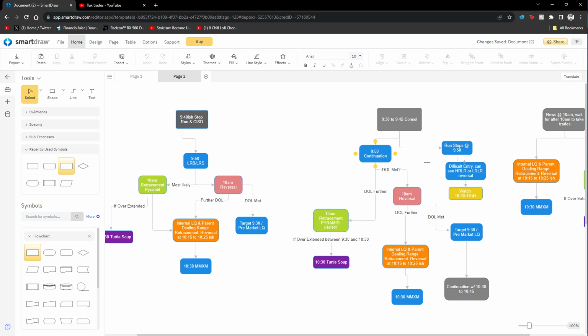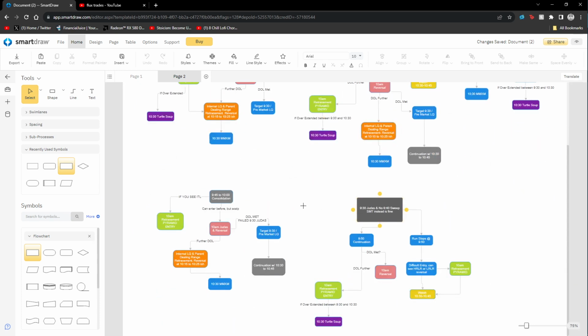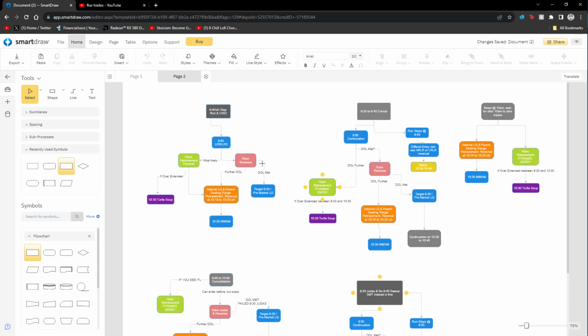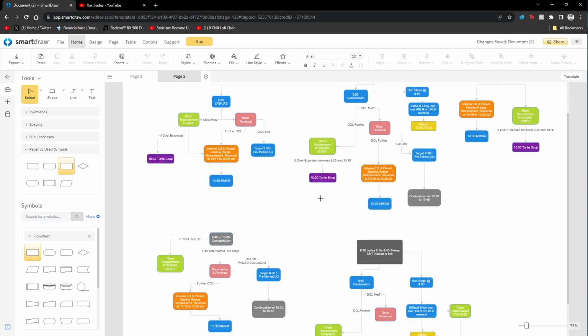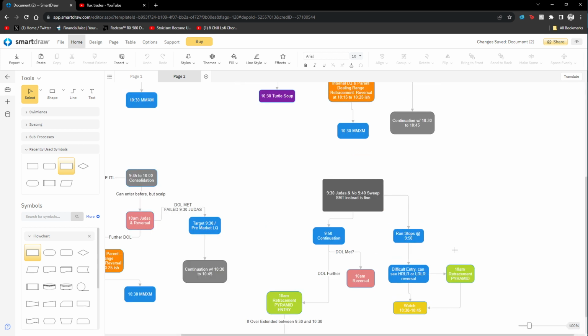This one's pretty difficult to use. Sometimes you can get continuations at 950. This also does not include the 930 Judas, except in this one. So this is excluding 930 Judas and 930 failed Judas. Like I said, it's just a rough guide.